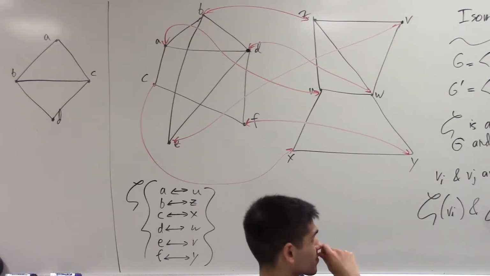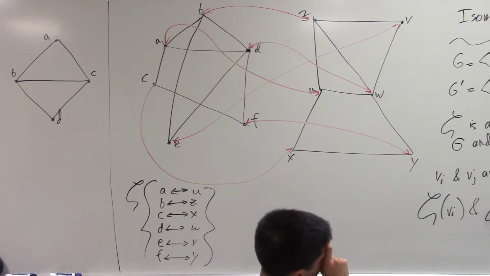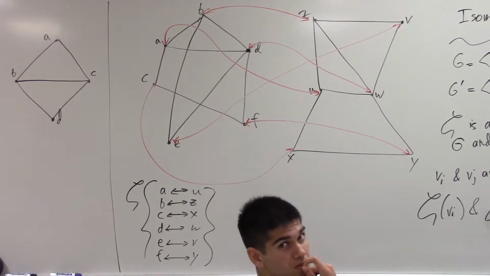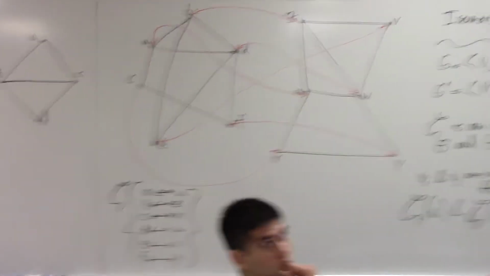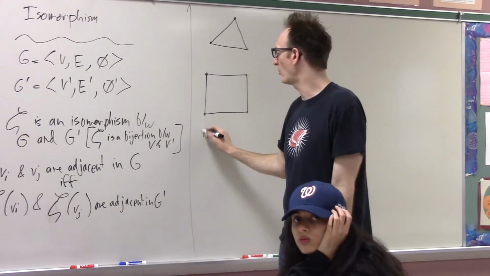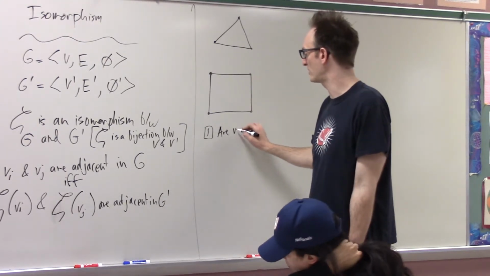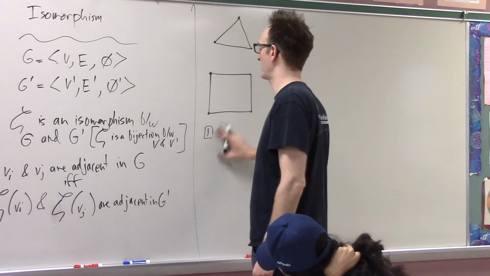As the isomorphism is a bijection, if there's not even the same number of vertices, then just forget about it. So that's check number one: are there the same number of vertices? I'm not going to bother writing it down.